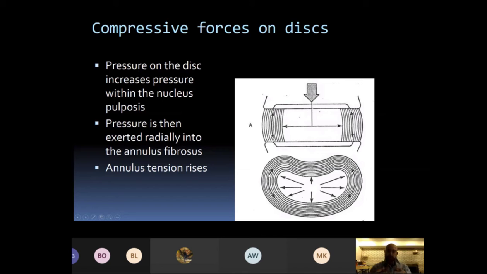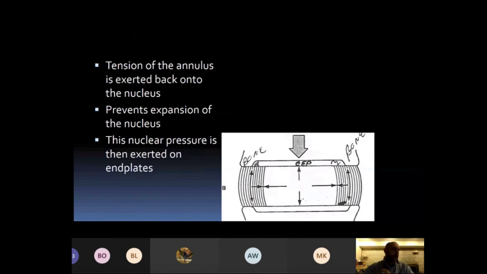Because they're concentric and all tied together, they'll expand a little bit, but the force is transmitted circumferentially around the disc. And then at some point that pressure is going to equalize, right? The annulus will go only so far before it starts to rebound a little and push back on that nucleus pulposus. So you have this pressure go out and then come back in and equalize over time.